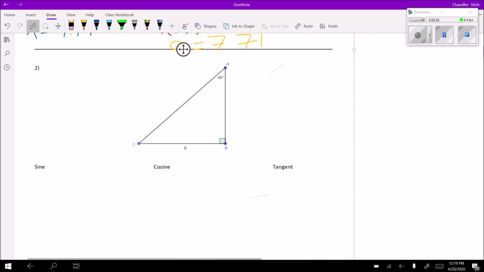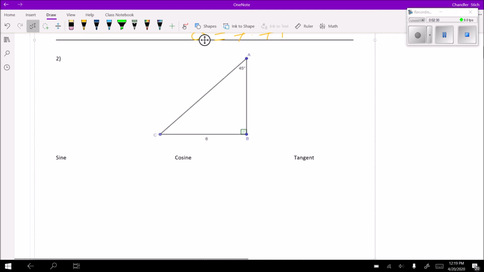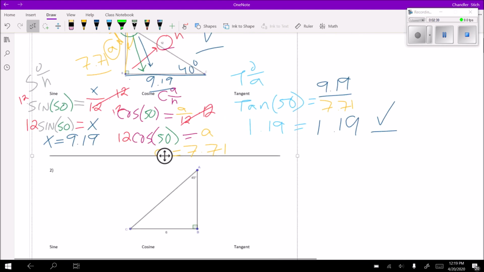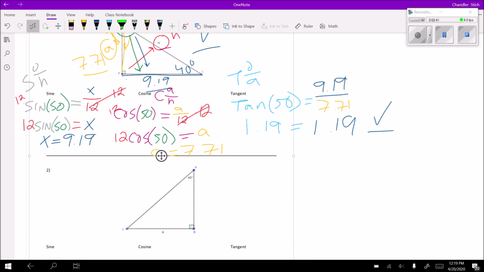I'll let you guys do this bottom one on your own. It's a 45, 45, 90 triangle, so maybe that's a good hint for you. Should be a little bit easier, but again, take your time. I know it's messy up here, but you guys will write it cleaner than that. Sine, cosine, tangent, you may have to divide, you may have to multiply, but again, you're just solving an equation here.